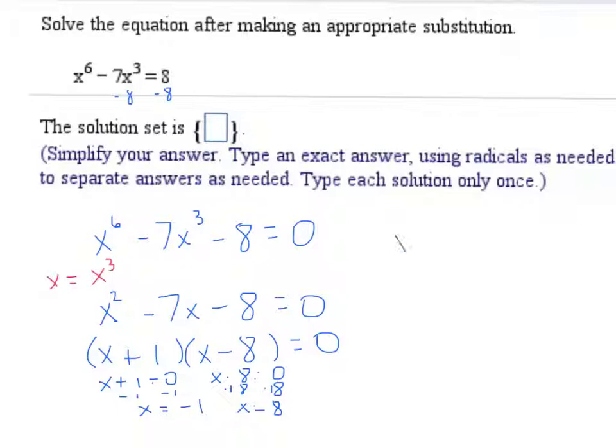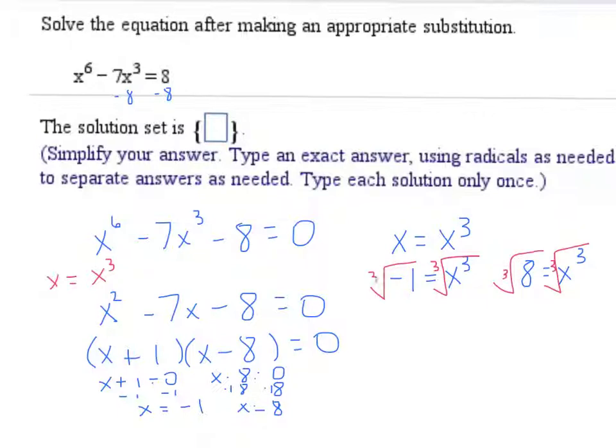Now I've got to substitute that back in, because I said x was equal to x cubed. So since I found x to be negative 1, negative 1 is equal to x cubed. And I found x could also be 8, so 8 is equal to x cubed. And then I solve those. So I'll take the cube root of each side, and I'm kind of just doing it on both of these equations at once. Sorry about that.